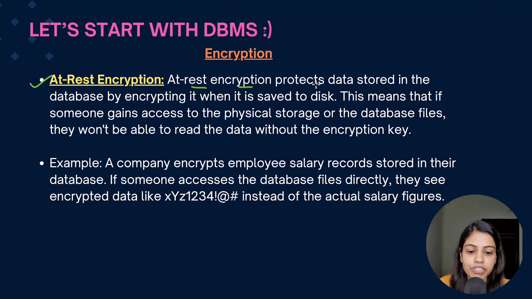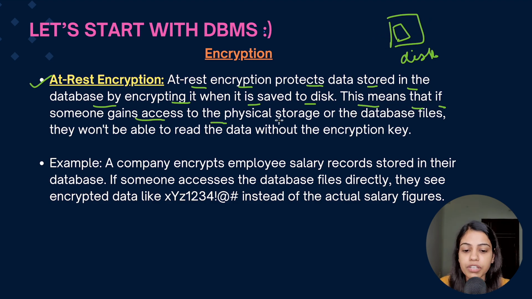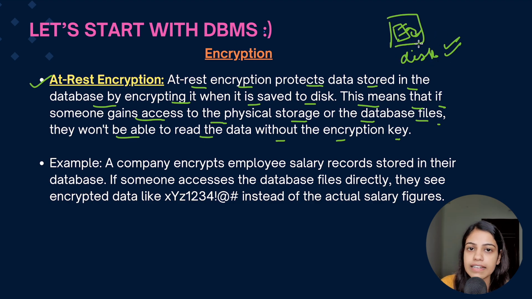So at rest encryption protects the data stored in the database by encrypting it whenever it's saved to the disk. So whenever we are saving our database to the given disk, or you can say secondary memory, it encrypts the data whenever we are saving the database. At that particular time only it encrypts the data. This means that if someone gains access to the physical storage or the database files, they won't be able to read the data without the encryption key. So since while saving the data which is present in our database to the disk, we are encrypting the data, anyone who gains access to our disk or our physical storage won't be able to read the data, because the data which is stored in the disk is in encrypted format.